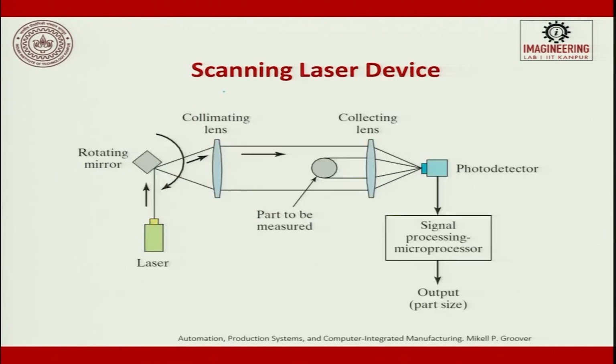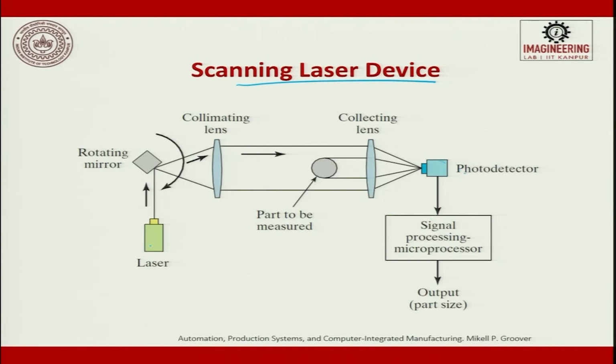This is the scanning laser device technique. Here we use a laser, and the laser hits a rotating mirror. The light from this rotating mirror is passed through a collimating lens, then it goes to another collimating lens, and you keep the part in between. So, this comes to the photo detector, and the signal from here also comes to the photo detector. Now, the signal is processed and you get the output.